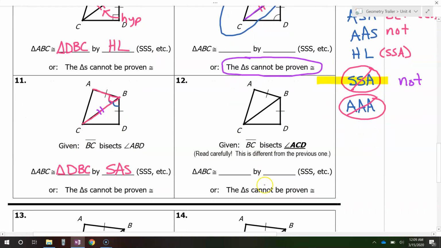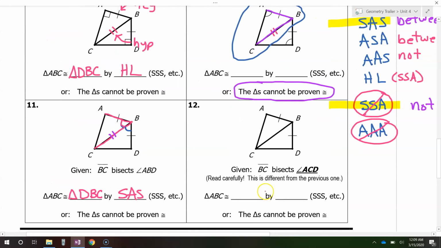All right, problem number 12. Here we have a shared side. So let's go ahead and mark those as congruent. And okay, BC bisects angle ACD. Remember, when you have a statement like this, start with the second part, angle ACD. Notice this is different than the previous problem.